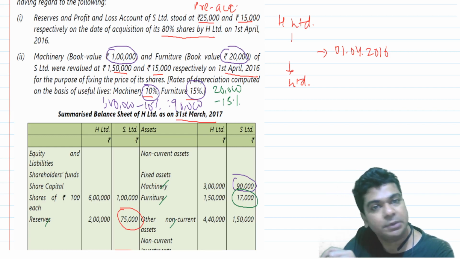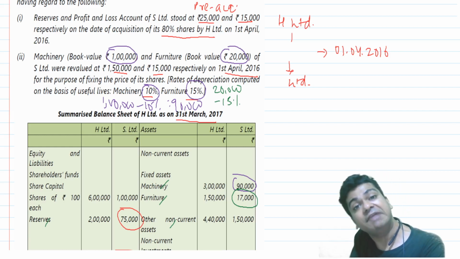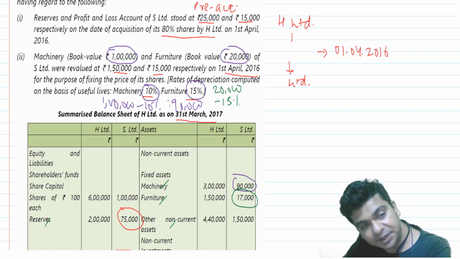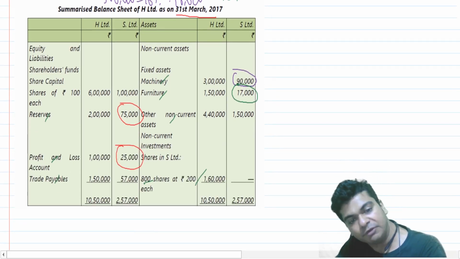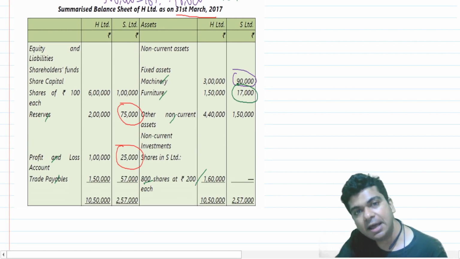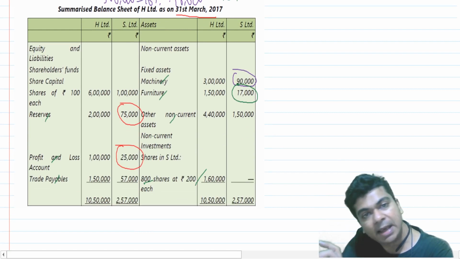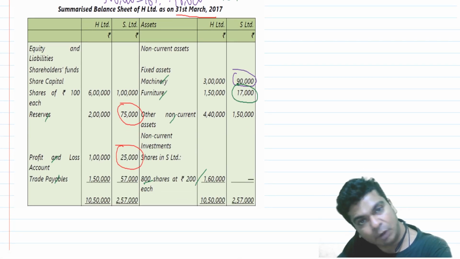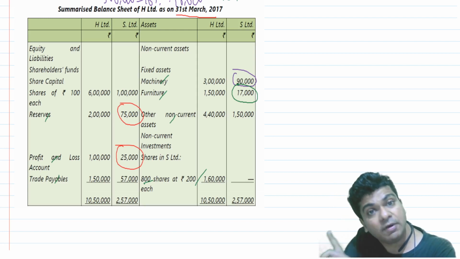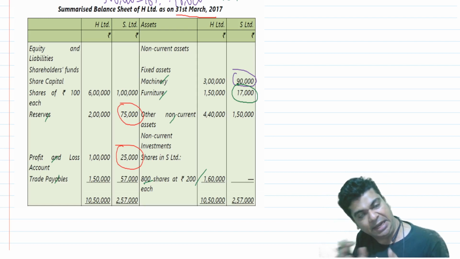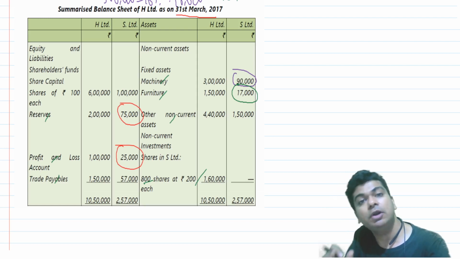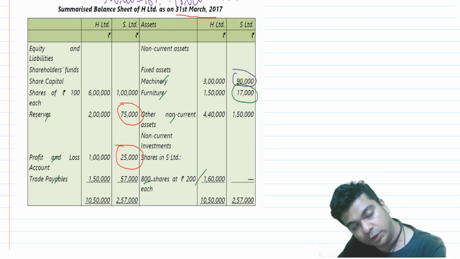Now, what are the principles of consolidation? The very first principle is line by line addition. This balance sheet which they have given to us, the assets, the liabilities, we have to simply do line by line addition of the amounts which they have given. Now, this I will do when I prepare the final balance sheet. So, line by line addition of the assets and liabilities will not turn out to be a working note. So, we will give effect of it later.